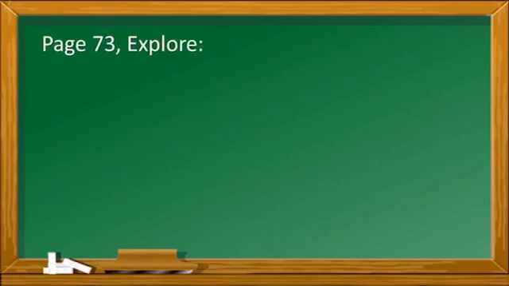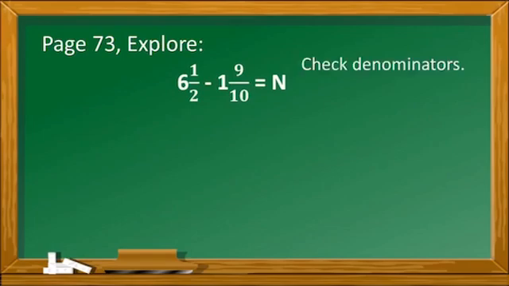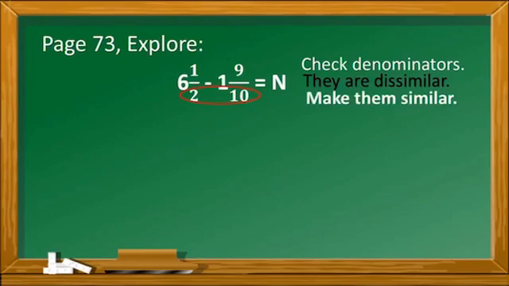Let's take another example on page 73, Explore. 6 1/2 minus 1 9/10 equals n. First, check denominators. We have 2 and 10. They are dissimilar. Let's make them similar. How? Using least common multiple or LCM of 2 and 10. For 2 and 10, we can divide them by 2.